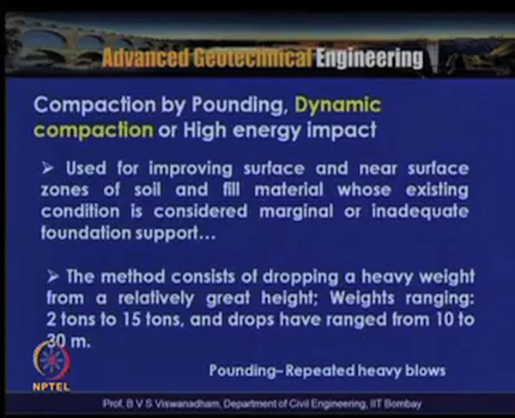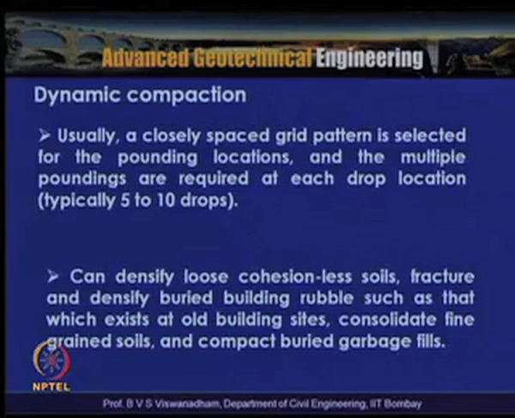This method consists of dropping a weight from a relatively great height. Weights ranging from 2 tons to 15 tons and drops ranging from 10 to 13 meters have to be adopted. Usually a close spacing pattern like 6 meter by 6 meter, called a print spacing, needs to be adopted, with a primary pass, a secondary pass, and a tertiary pass. This can densify loose cohesionless soils and fracture and densify buried building rubble. Nowadays old building sites, construction debris, and some waste landfills are also being compacted using this method.